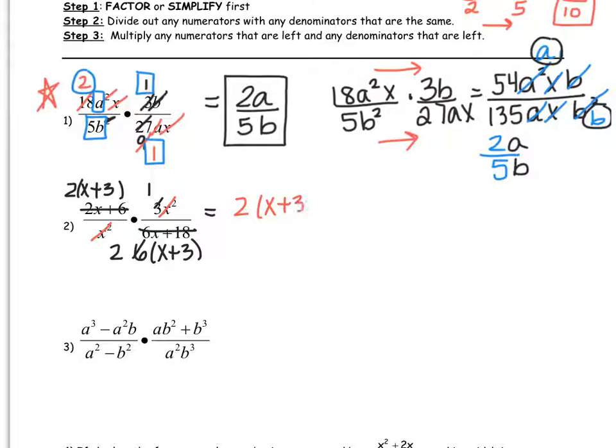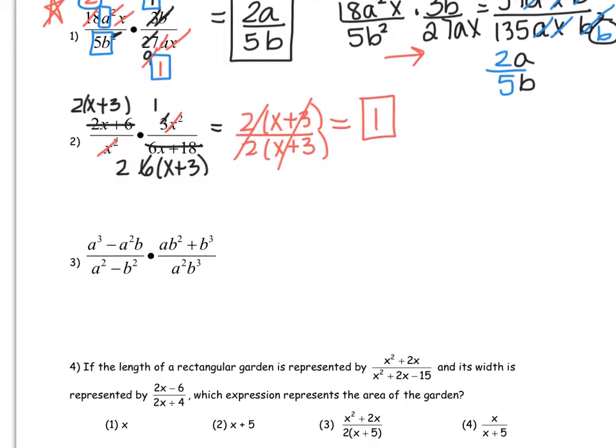And the only thing you're left with on the bottom is a 2x plus 3. Now all this stuff cancels to 1. That's actually a nice example where everything canceled out. Okay, let's try a little bit harder of an example.